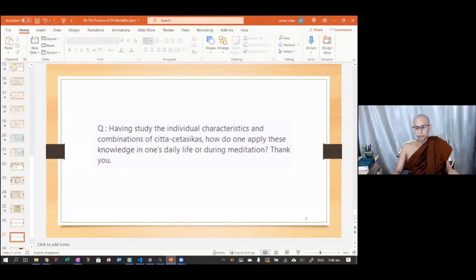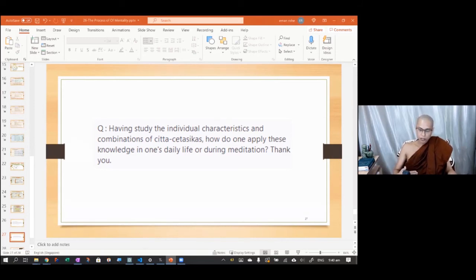For daily life also, when the unwholesome nature arises in your mind and you can recognize that it is unwholesome nature, that it can bring an unpleasant result, then you know I need to avoid it, or I need to remove that nature of mind, developing the wholesome nature. In this way you can apply it.